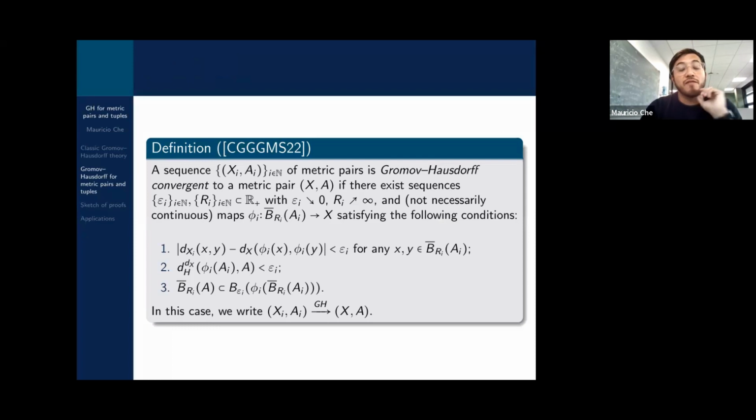we have this definition of convergence of metric pairs, and it's basically a mild generalization of the convergence of pointed metric spaces. We say that a sequence of metric pairs converges to a metric pair if there are sequences epsilon_i that go to 0, R_i that go to infinity, such that we have almost relative isometries, in the sense that they almost preserve distances, they're almost surjective, and the image of the distinguished set A_i is very close to this distinguished set A with respect to the Hausdorff distance in the limit space. And in that situation, we write this notation.